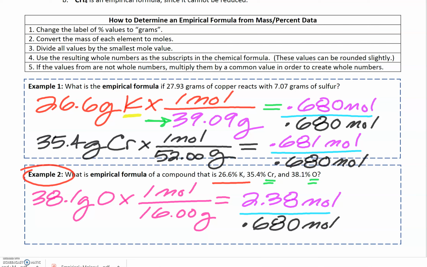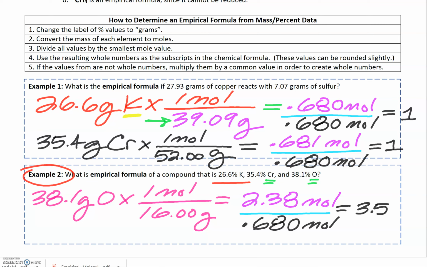Okay, so when you do the math here, 0.68 divided by 0.68, that is obviously going to be 1, right? 0.681 divided by 0.68, that's basically also going to be 1. But 2.38 divided by 0.68 is going to be 3.5.